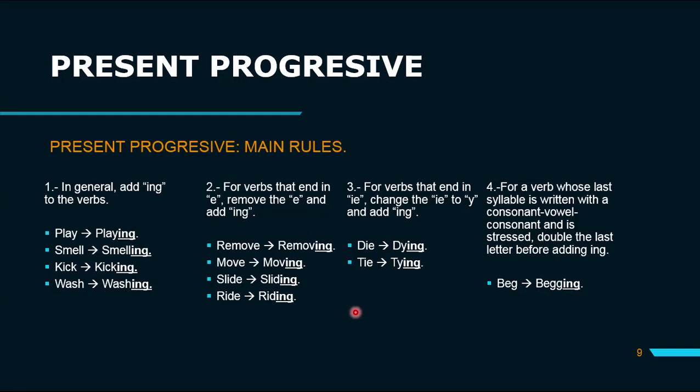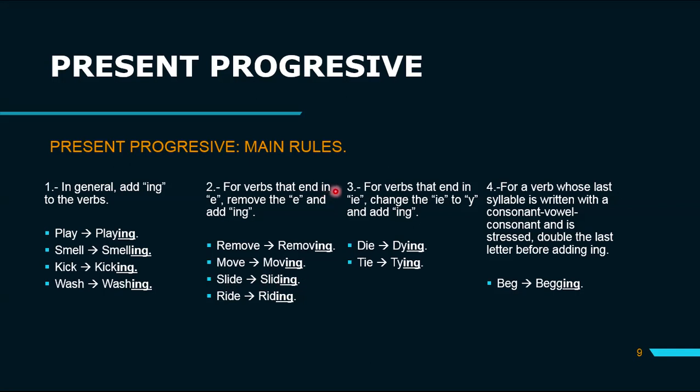Keeping on. We have some rules to review. In general, adding ing to the verbs: play changes to playing, smell changes to smelling, kick, kicking. Two, for verbs that end in e, remove the e and add ing. Like remove, you remove the e and add ing. Remove, removing. Move, moving. Slide, sliding, and so on.